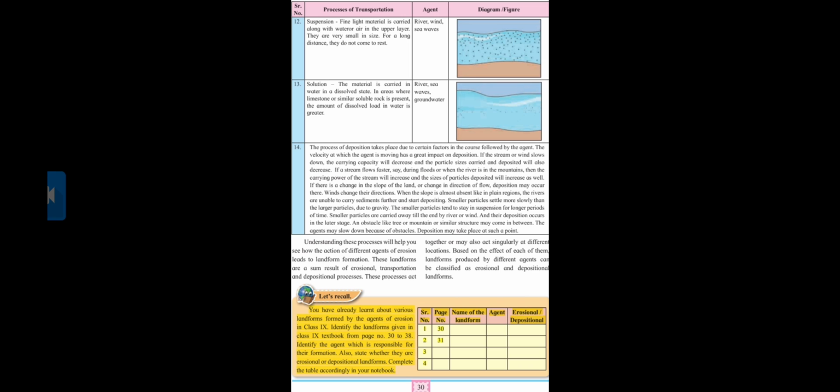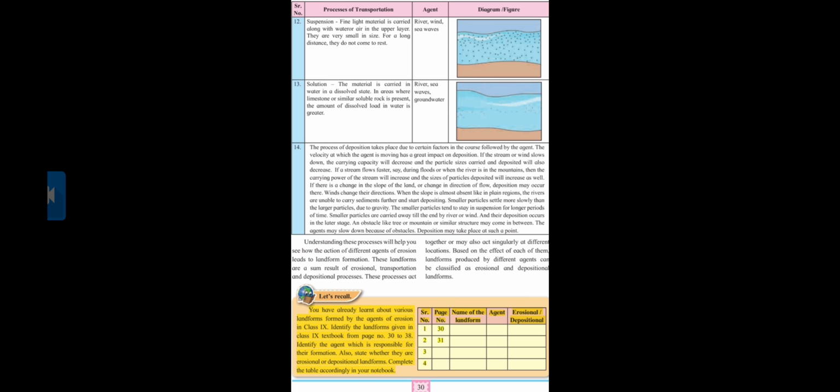Solution. The material is carried in water in a dissolved state. In areas where limestone or similar soluble rock is present, the amount of dissolved load in water is greater. The agents here are rivers, sea waves and groundwater. Again, the process is solution. What happens over here? It is carried in a dissolved state, and in areas where soluble rock or limestone is present, the amount of dissolved load in water is greater.